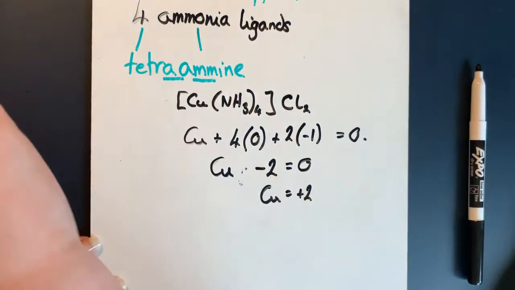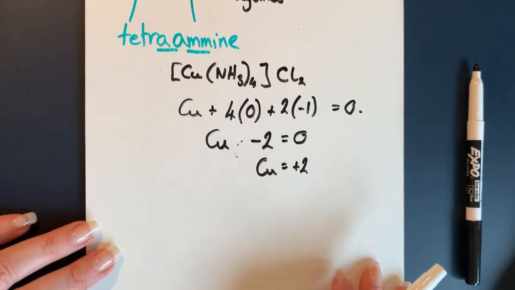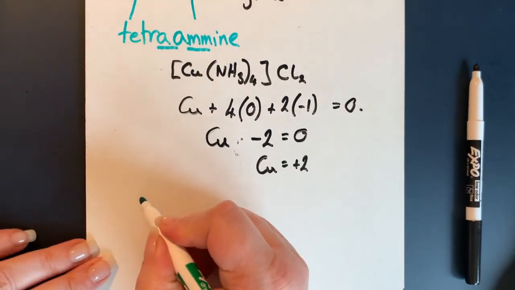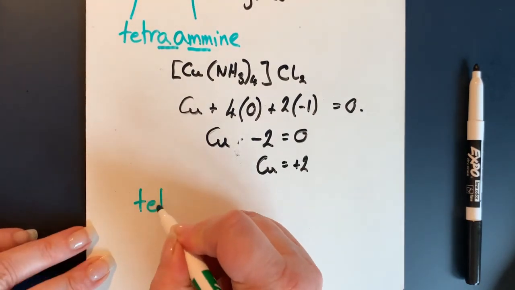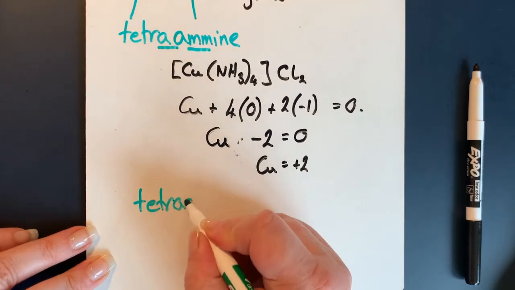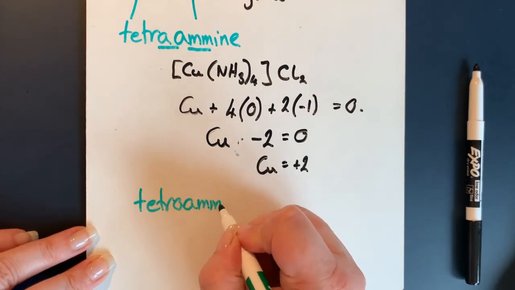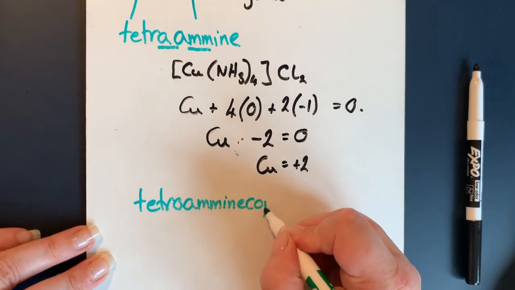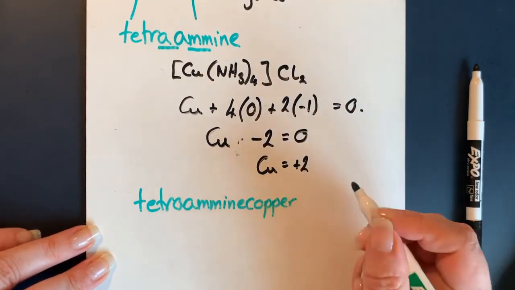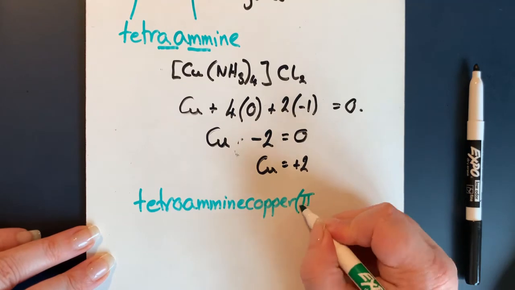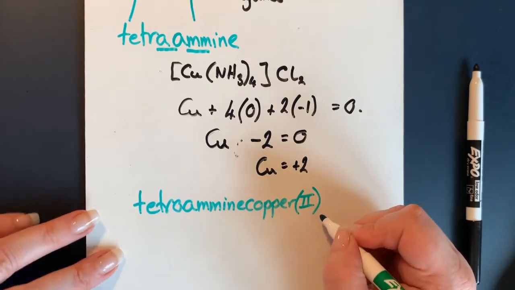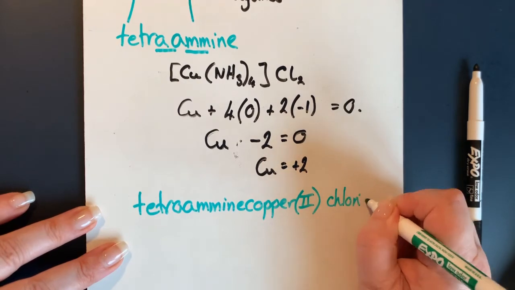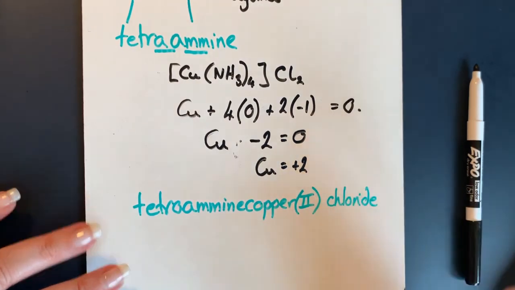So now the full name of our complex is tetraamminecopper 2 with no spaces chloride.